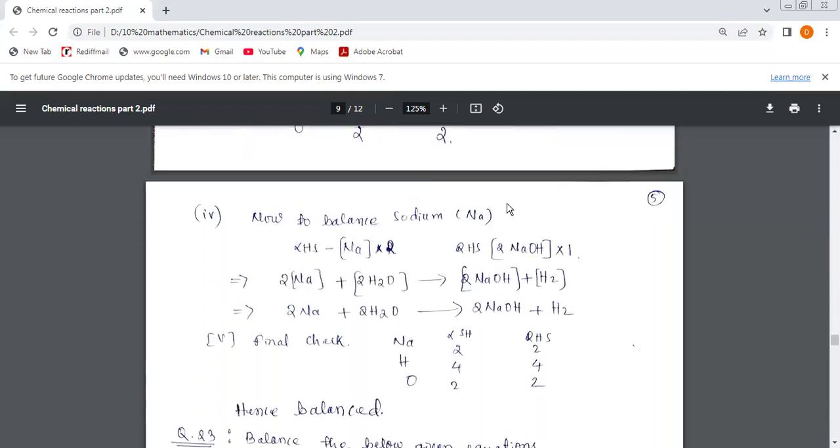To balance the sodium, multiply Na on the LHS by 2, and on the RHS 2 NaOH is already there. So it becomes 2 Na on the reactant side, because this 2 is multiplied to only sodium. The rest you write as it is. So totally it becomes 2 Na plus 2H2O gives rise to 2 NaOH plus H2.